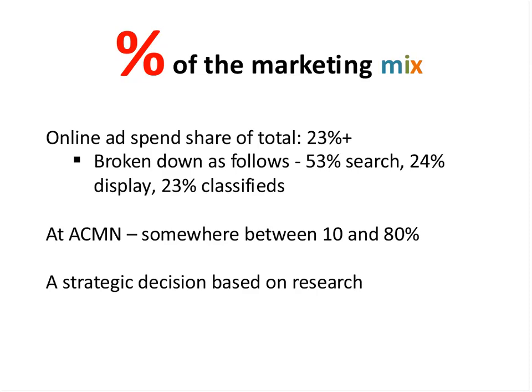For campaigns at ACMN then, our total online spend as part of the marketing mix would be somewhere between 10 and 80%, which is a really broad spectrum, I understand. It's really a strategic decision and comes about, first of all, based on research. So I'll talk in the next few slides about how I might do that research to inform that decision.